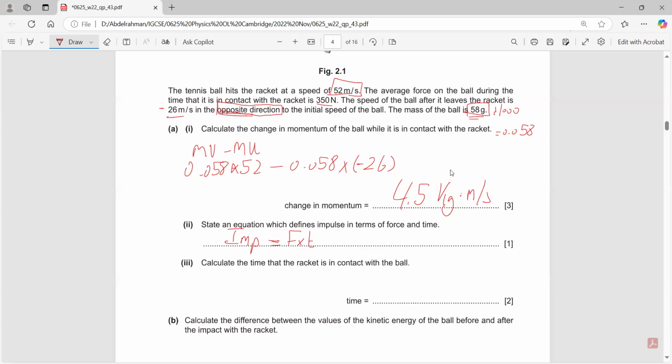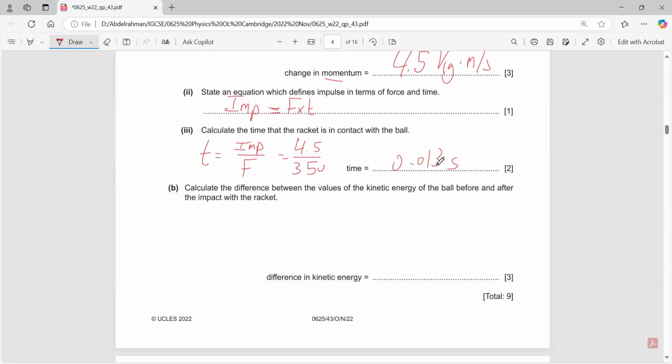Can I find the time? Yes, if you have the change in momentum, which is the impulse. So basically, force times time equals impulse, and therefore the time would be equal to the impulse over the force. The impulse is 4.5 and the force is 350, which would give you a very small number, 0.013 seconds, impulse over force.